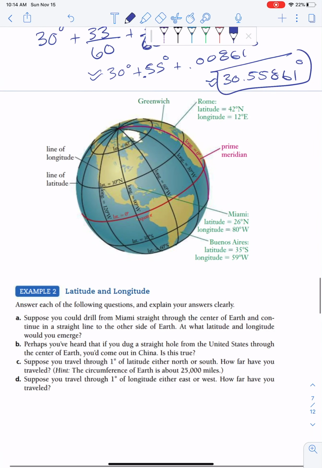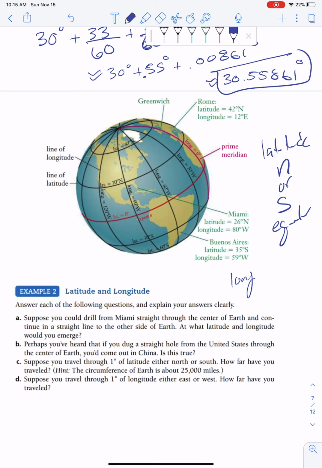Okay, latitude and longitude. Again, something that you've been dealing with for a long time. Latitude, remember, is how far north or south of the equator you are, okay? So 10 degrees north of the equator means that you are going from the equator. If you were to look at the center of the Earth, you've gone up 10 degrees, okay? 90 degrees north of the equator is the North Pole. 90 degrees south of the equator is going to be the South Pole, right?